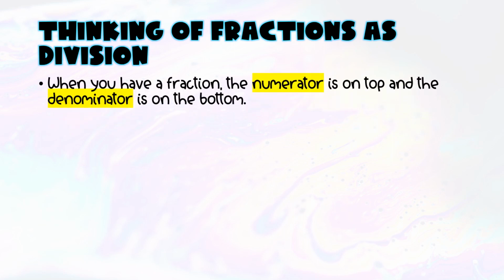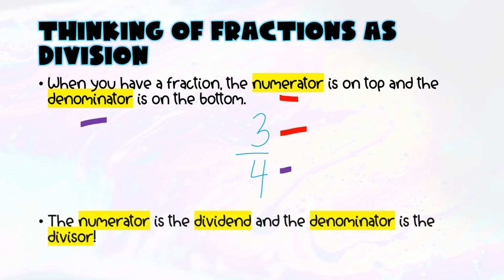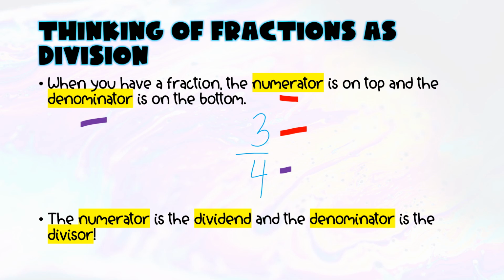When you have a fraction, the numerator is on top and the denominator is on the bottom. For my example, I'm going to use the number 3/4. So the number 3 is my numerator, and the number 4 is my denominator, okay? And the numerator is the dividend and the denominator is the divisor. So if I say 3/4, that's the same as saying 3 divided by 4.